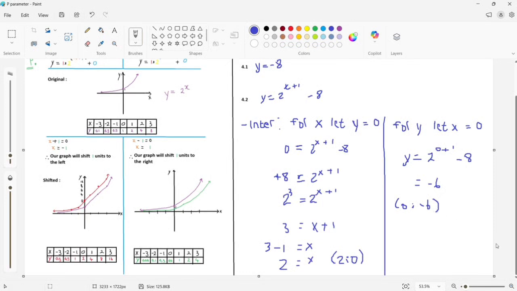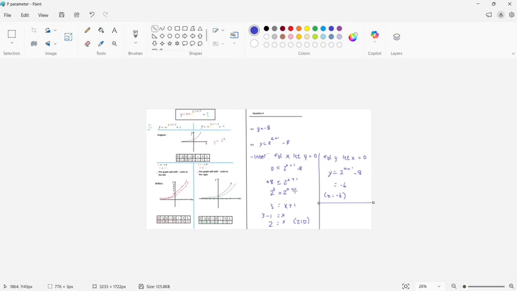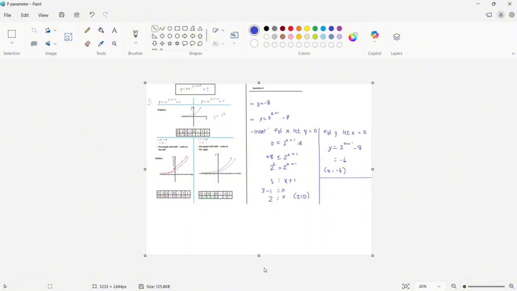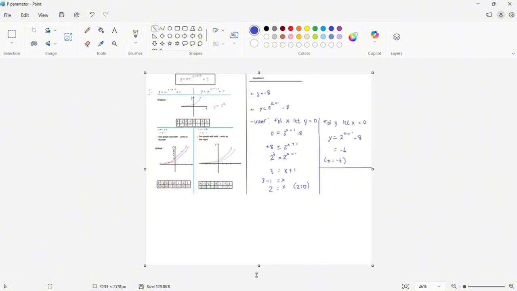Do you guys still remember what makes our graph increase or what makes our graph decrease? Remember we said it was the B. The B makes our graph increase or decrease, and our A tells us where our graph is, either in the first and the second quadrant, or the others. Okay, let's just make this bigger. So yes, guys, if you guessed it, this graph is gonna be increasing. It's gonna be an increasing graph because our B is bigger than 1.